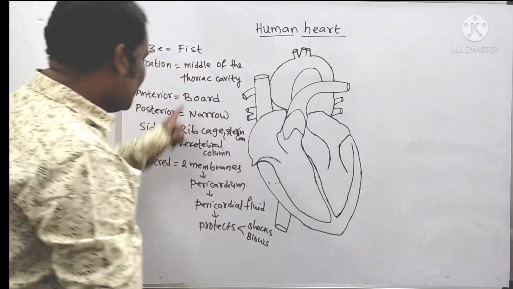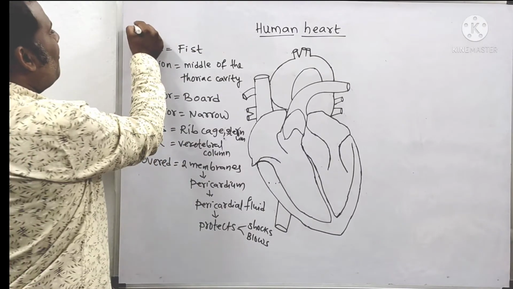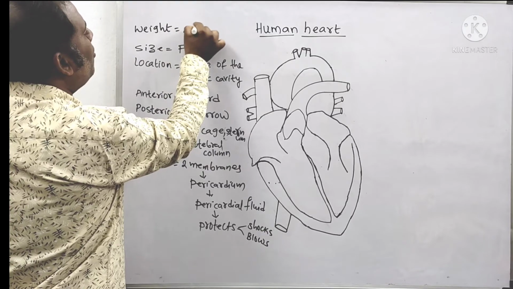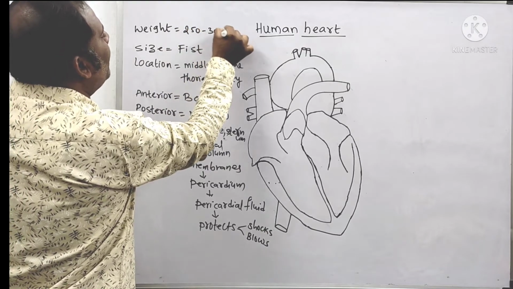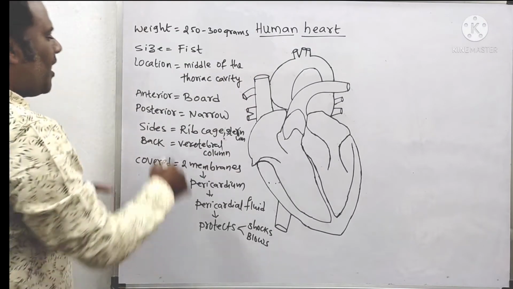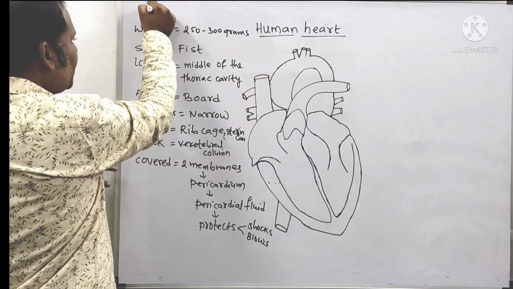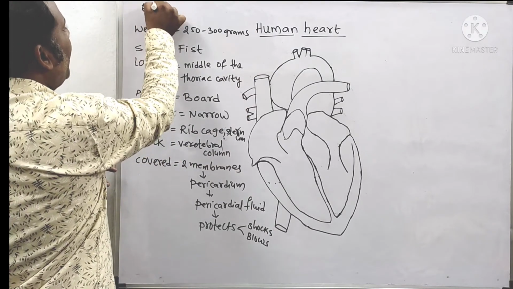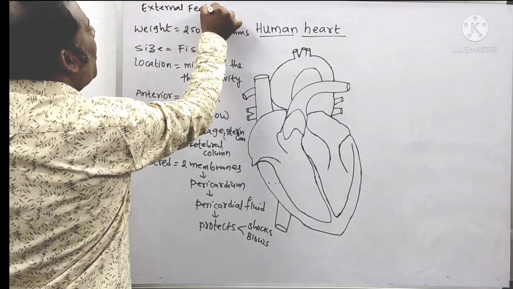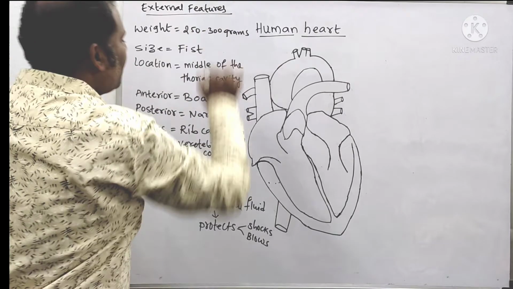And take the weight of the human heart. Generally, it is 250 to 300 grams. These are totally the external features of the human heart.